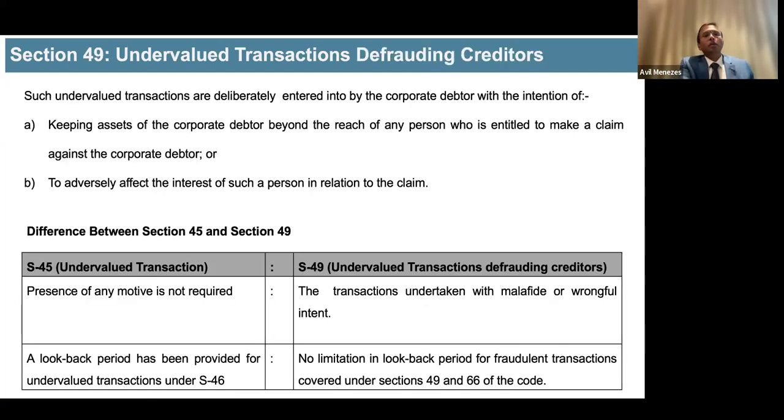Now, 45 also gives the reference to 49. It says undervalued transactions defrauding creditors. So if there are transactions in the nature of undervalued or transfer of assets, section 45 says that presence of motive is not required, but section 49 says the transaction should be undertaken with a malafide or wrongful intent. It says defrauding creditors. This only says undervalued transaction. So if you've sold a material worth 100 for 20, you will say this is undervalued. Whether the motive was to cheat or not, it's an undervalued transaction.